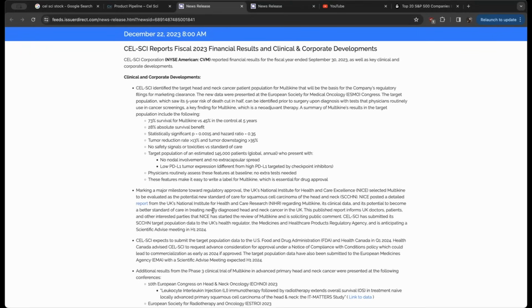So they have a lot going on on the European side of this, but they also expect to submit the target population data to the U.S. Food and Drug Administration, the FDA, and Health Canada in Q1 of 2024. Health Canada advised Cel-Sci to request advance consideration for approval under the Notice of Compliance with Conditions policy, which would lead to commercialization as early as 2024 if approved. The target population data have also been submitted to the European Medicines Agency, with the scientific advice meeting expected in the first half of 2024.